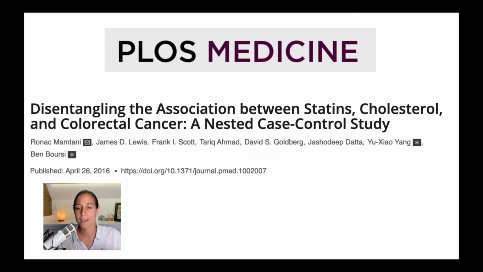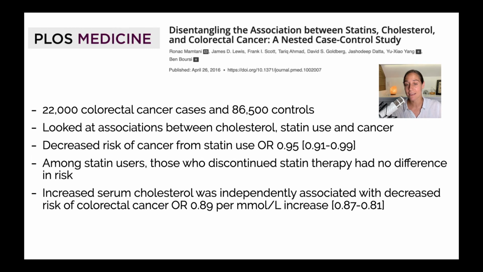And this is an interesting paper that's looking at the relationship between statins, cholesterol, and cancer. And this is colorectal cancer. And initially what has been argued is that statins help prevent cancer. But what this study was trying to tease out is whether or not it's the statins that are lowering the cancer risk, or whether it was that the people who were put on statins had high cholesterol, and that was what was lowering their cancer risk. And that's actually what these guys found.